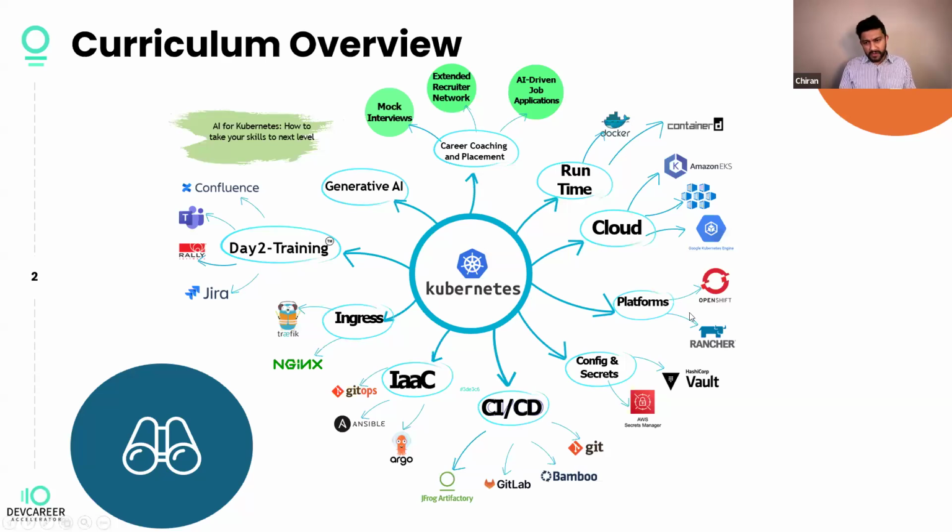OpenShift, from Red Hat, is a platform to manage multiple clusters, even if it's just one cluster. And then we have Rancher, which can be integrated to manage EKS clusters, any cloud service clusters, or on-premise clusters.